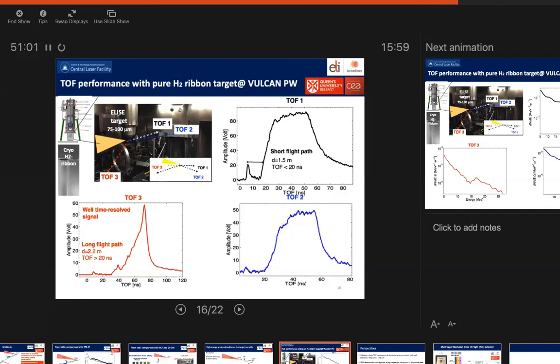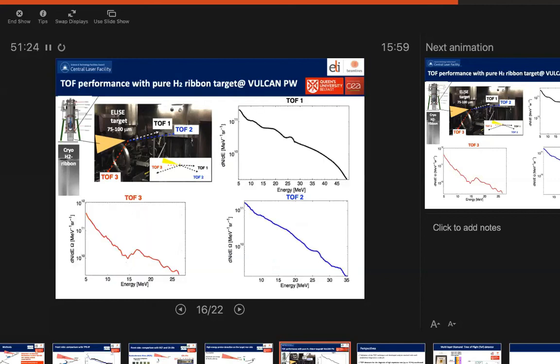Here we had very high energy, also 50, 60 MeV, and a very short distance. Again, here we had a flight path of 1.5 meters. So again, we placed detectors in different directions. This was the forward direction. This was the backward direction. And in real time, we had the possibility to convert the signal into an energy spectrum and have this kind of results.